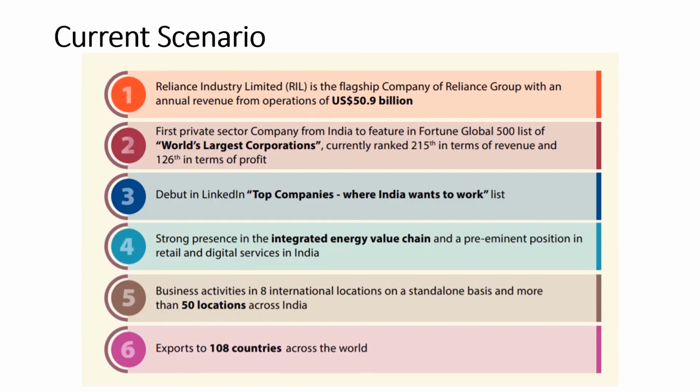Current scenario: Reliance Industries Limited is the flagship company of Reliance Group with an annual revenue from operations of $50.9 billion. It is the private sector company from India to feature in the Fortune Global 500 list of world's largest corporations, currently ranked 215th in terms of revenue and 126th in terms of profit. It debuted in LinkedIn's top companies where India wants to work list. It has a strong presence in the integrated energy value chain and a preeminent position in retail and digital services. Business activities are in 8 international locations on a standalone basis and more than 50 locations across India, with exports to 108 countries across the world.